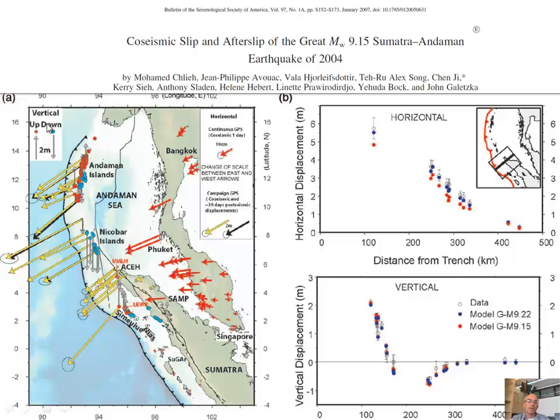And then there's vertical. GPS is not very good in the vertical, but when you have 2 meters of signal, you can measure that with GPS. So red is up, blue is down. These Nicobar Islands went down, but much of the Andamans went up.